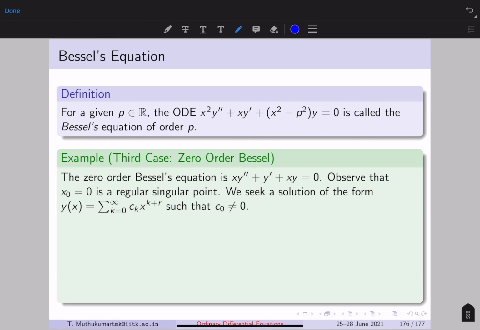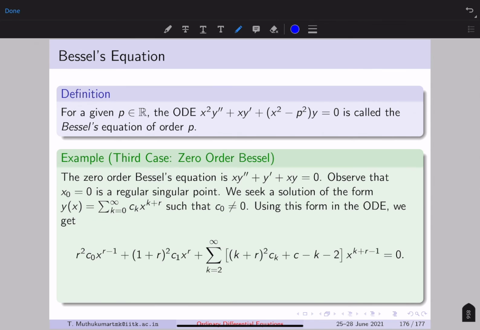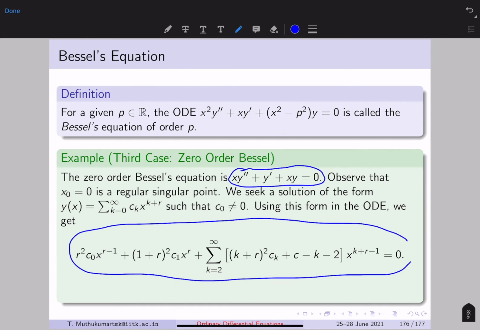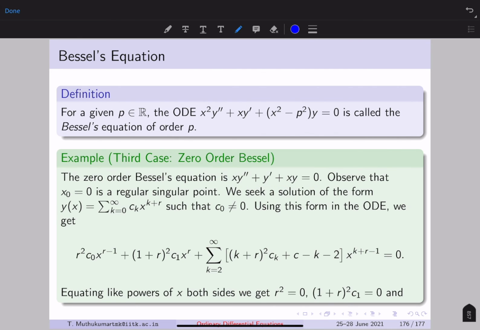So here if you notice, 0 is a regular singular point of the Bessel's equation. We look for a solution of this form with C0 not equal to 0 like before. Okay. So if you differentiate this twice and plug it in this ODE, accumulate like powers, then you get this relation. So equate all like powers on both sides to 0, then you get the indicial equation, which is r squared equal to 0, coming from this because C0 is non-zero. Then you have this equal to 0, and then you have a recursive relation coming from here, which is this.